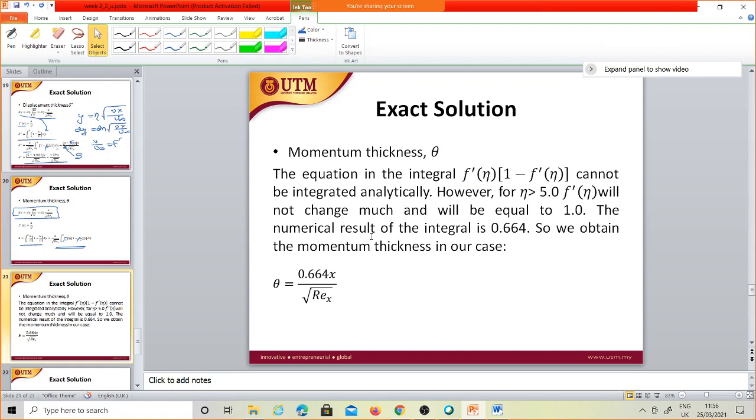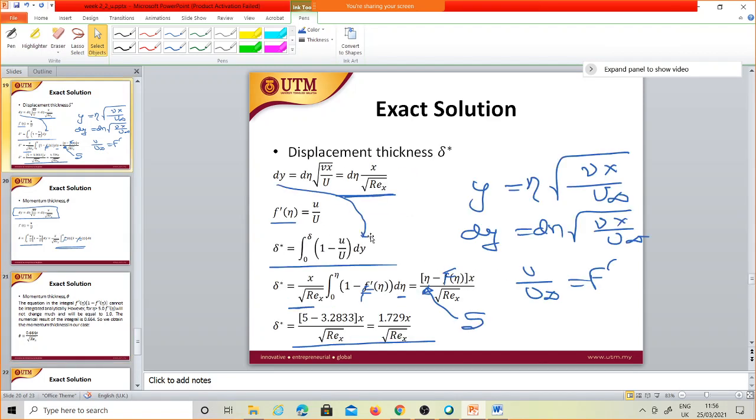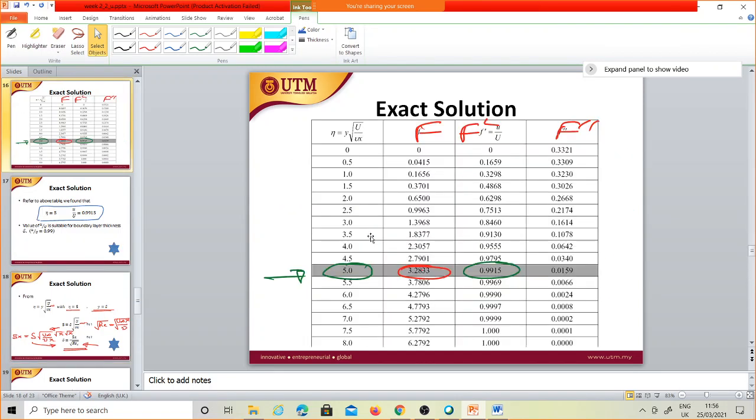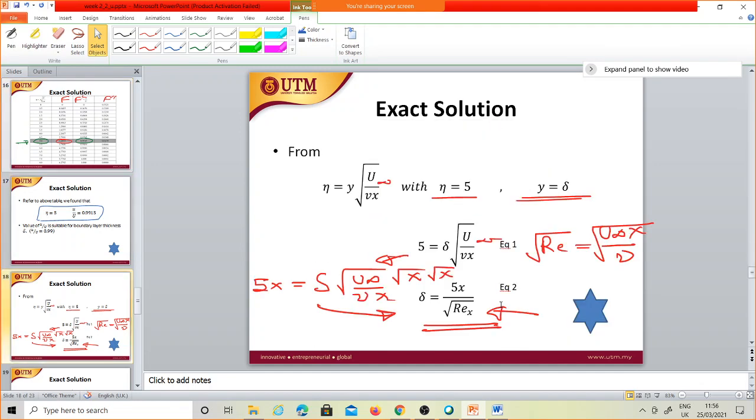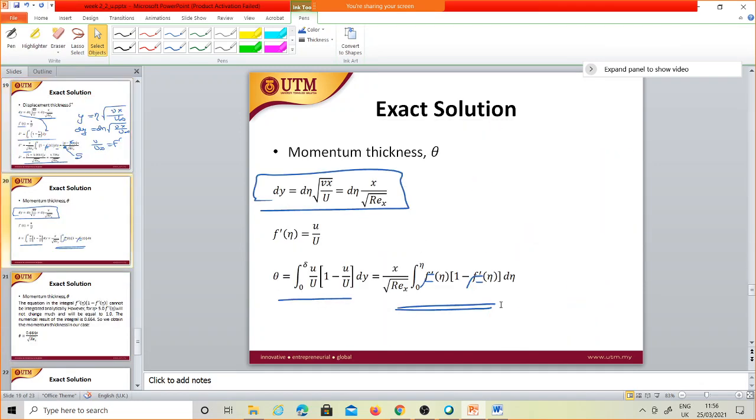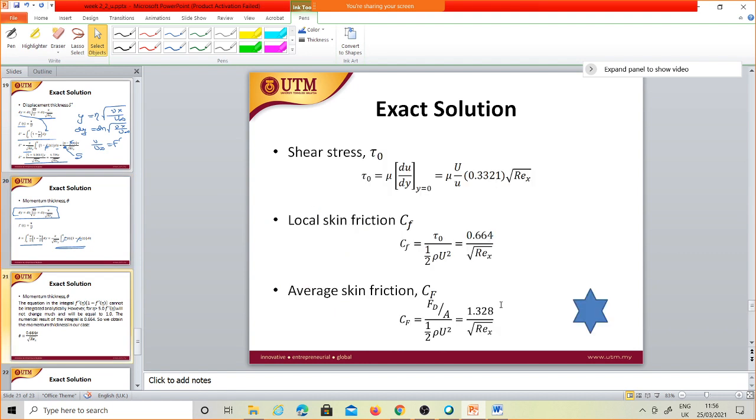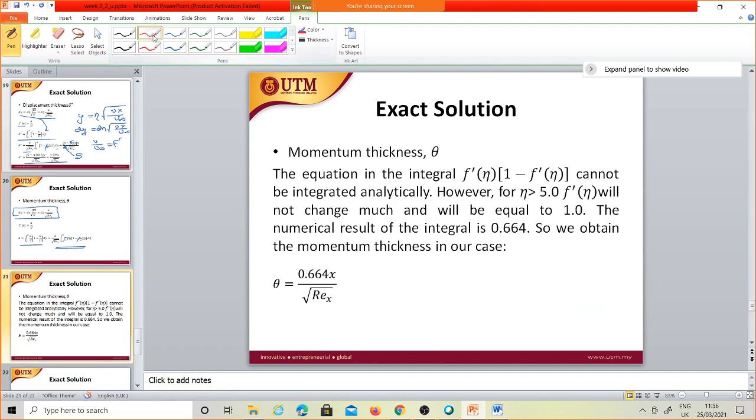Okay, so it means that it's F prime of eta. They say that when we integrate after 5, there will be no change. You can see it is almost 1. So if we consider it as 1 and do the numerical integration, we will get the result this way. So your momentum thickness is this much.